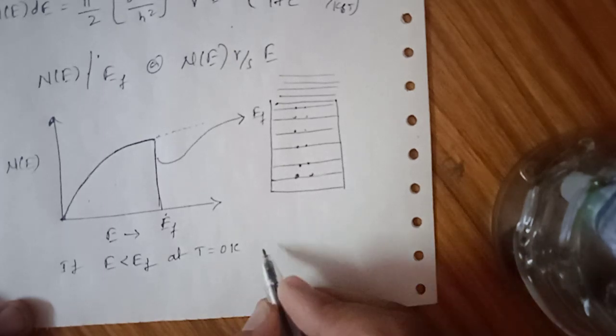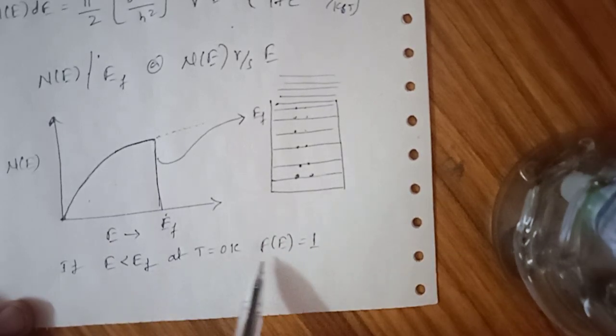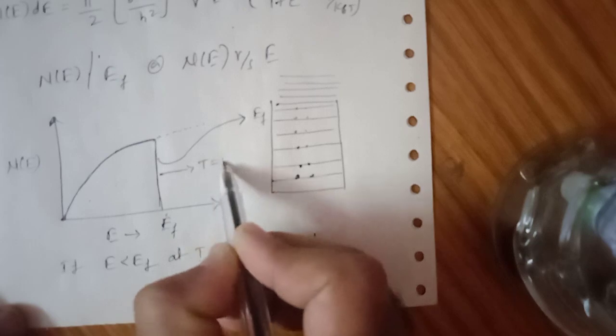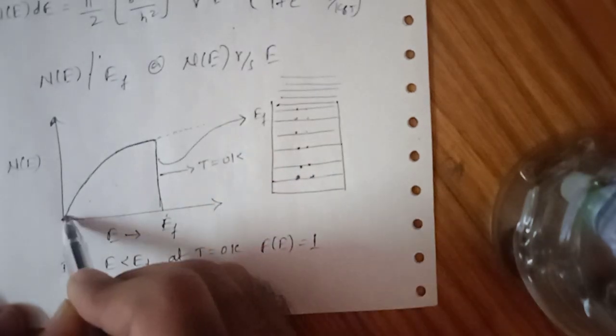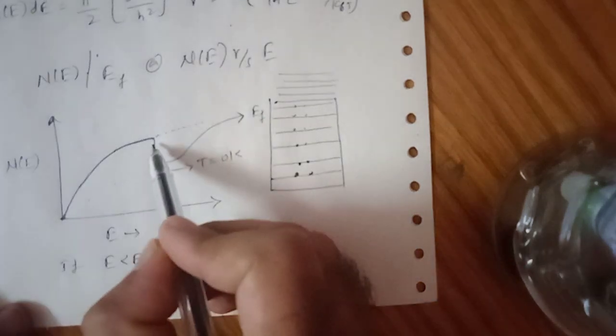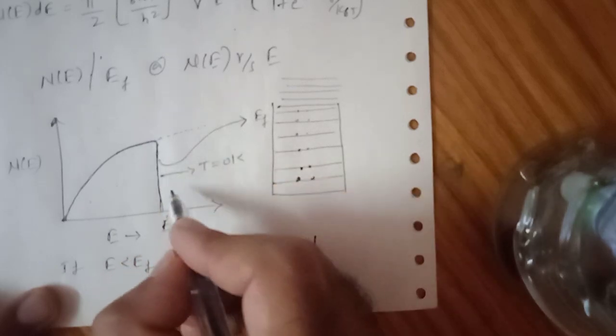Then the probability of finding the particle, F(E), is definitely 1. We will show you that the probability factor F(E) is equal to 1 in a later section. At temperature T equal to 0 Kelvin, according to the Fermi energy definition, at absolute 0 Kelvin all the valence bands are completely filled. When the temperature is greater than 0 Kelvin, the electrons occupy higher energy levels. This state, the dropping point here, is called the Fermi level.